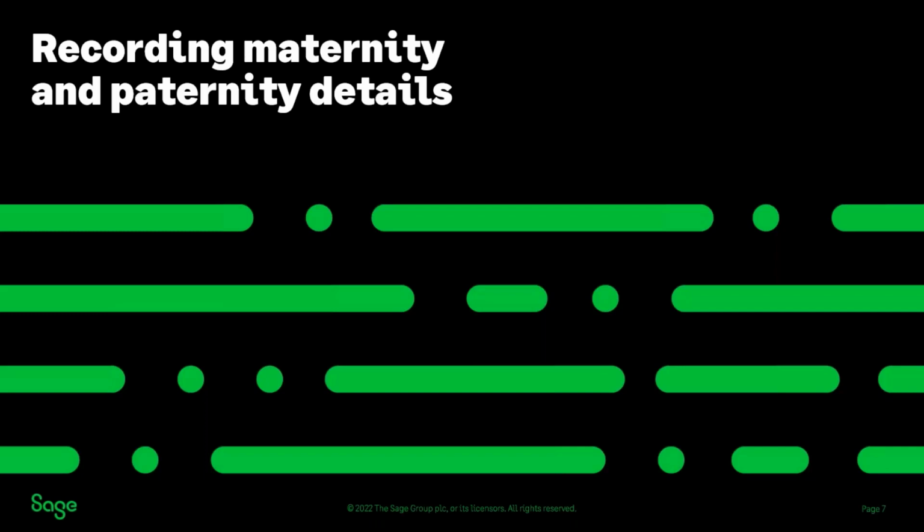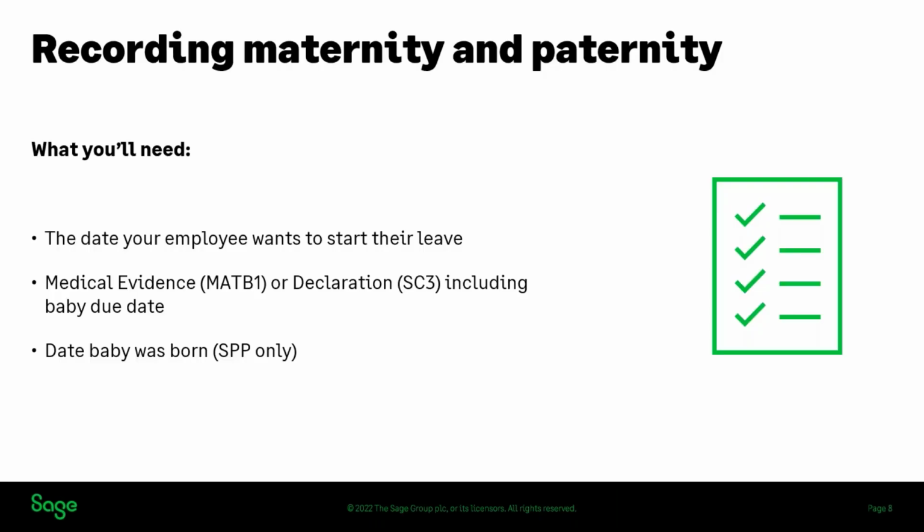So first, let's take a look at what you're going to need in order to set this up. Number one, you'll need to know the date that the employee wants to start their maternity or paternity leave. You'll need medical evidence. That's a MAT B1 certificate for SMP or a signed declaration from your employee for SPP. And those forms will confirm the baby's due date. And for paternity pay, you will also need to know the date the baby was born, as SPP can only start from that date onwards.